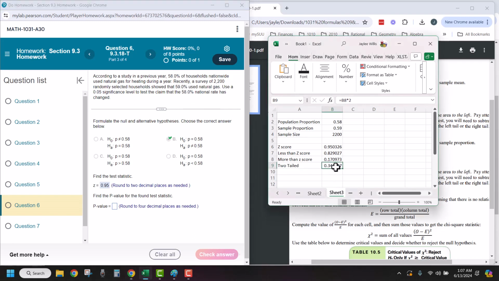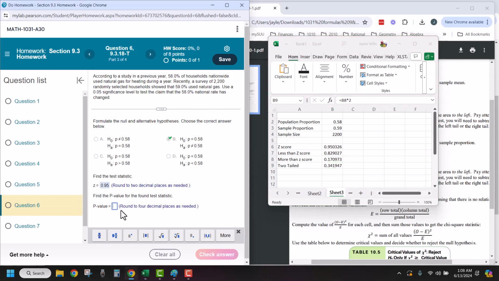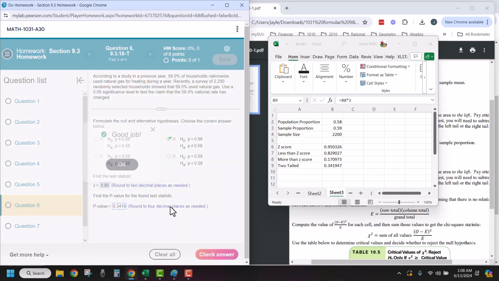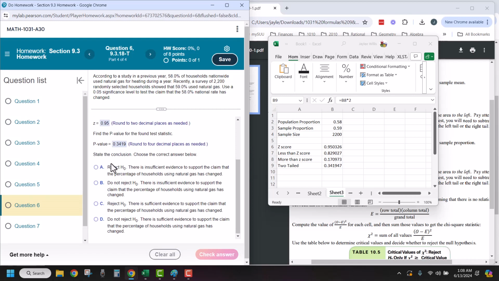And since 34% is not super rare compared to the 5% significance level, that means that I cannot reject the null hypothesis. So I'll type in my p-value as 0.3419. And then I do not reject the null hypothesis, which means there's insufficient evidence to support the claim that the percentage of households using natural gas has changed. And that's how I would do this one.